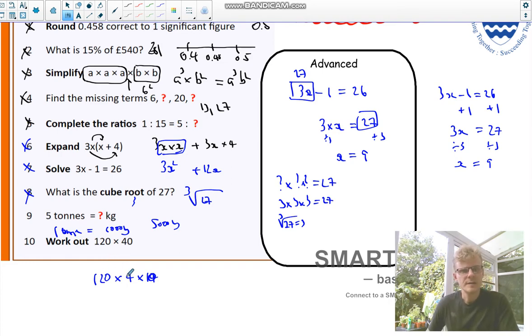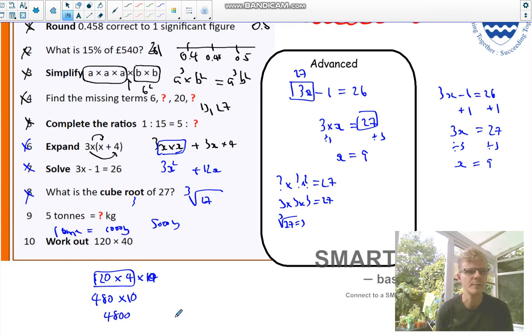So 120 times 4 is 480. So I just did 400s, and 4 times 20 is 80. And then we still need to make that 10 times bigger because we haven't used the times 10. So I've just done that bit. And then 480 times 10 is 4,800. Okay, so you don't have to do it like that. That's just a mental strategy, so you wouldn't write it down, that you might use in your head in order to get to the answer.